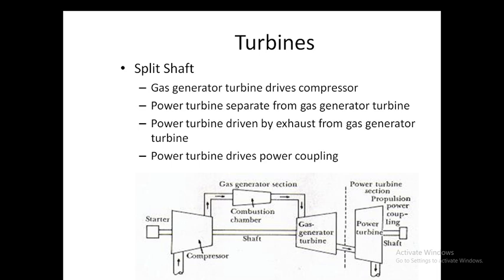Here you can see the simple diagram for this compressor, which is starting from the generator here. Then it is connected to the combustion chamber. The combustion chamber is connected to the gas generator turbine, and the gas generator turbine is further connected to the power turbine here. Here the power turbine can be in the form of a generator.